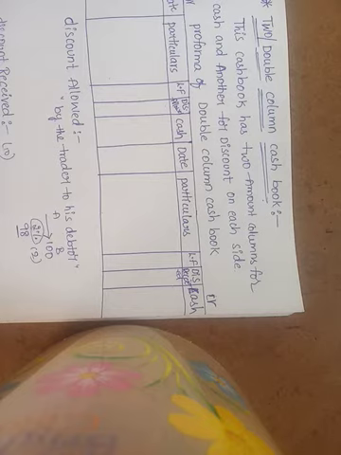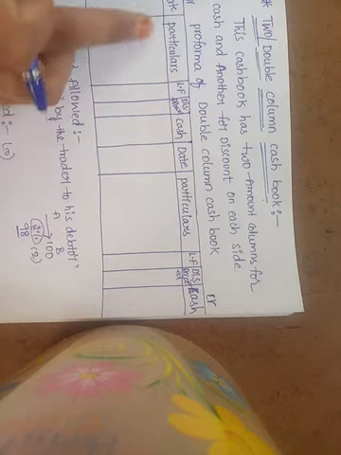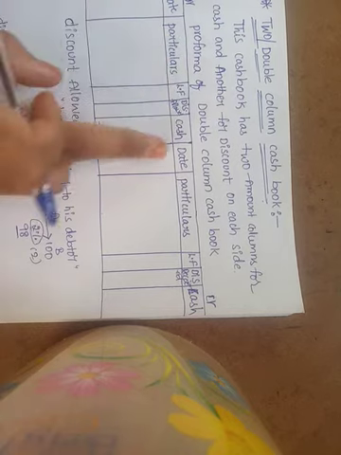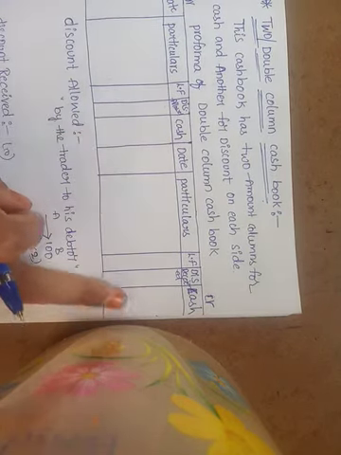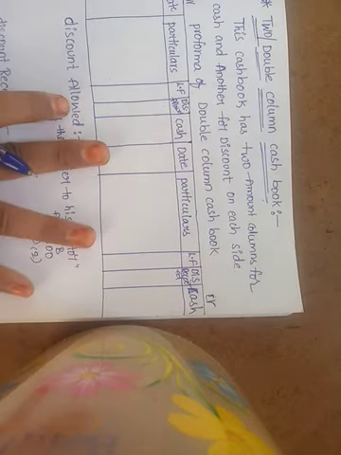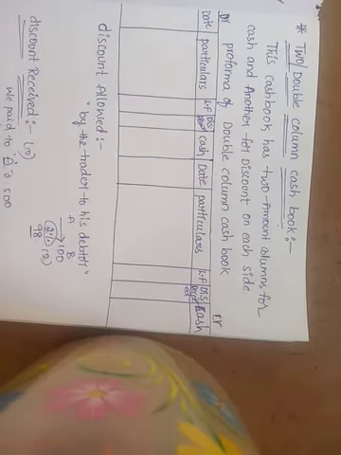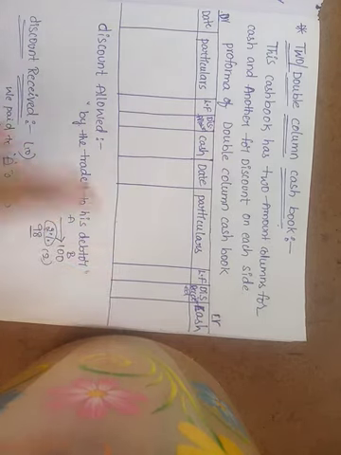After writing all these, discount allowed on the debit side and discount received on the credit side, the next step is balancing. On the side where the balance is less, we write balance carried down, and by this we equalize the cash columns.